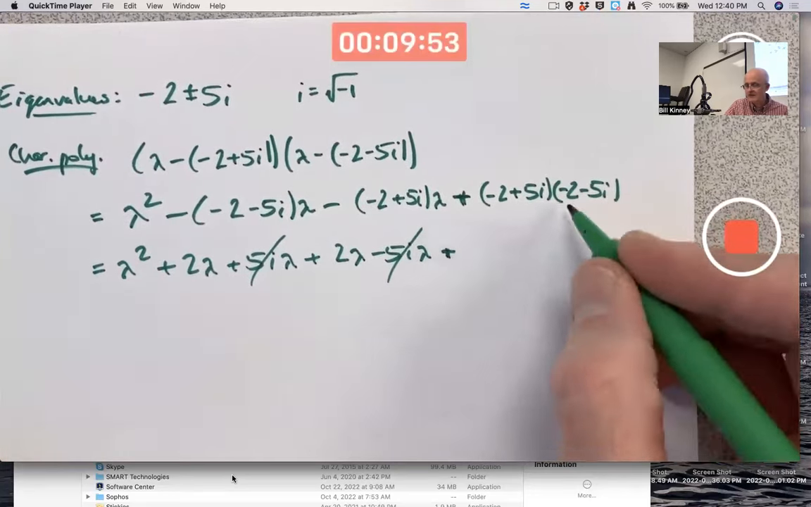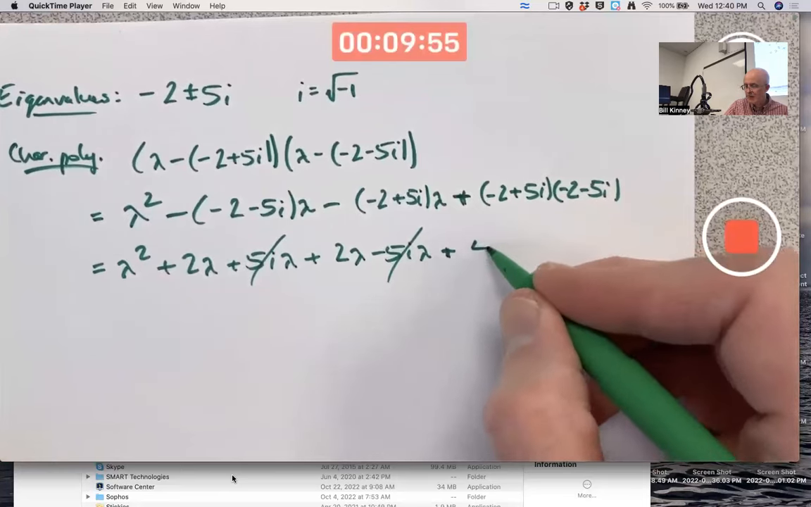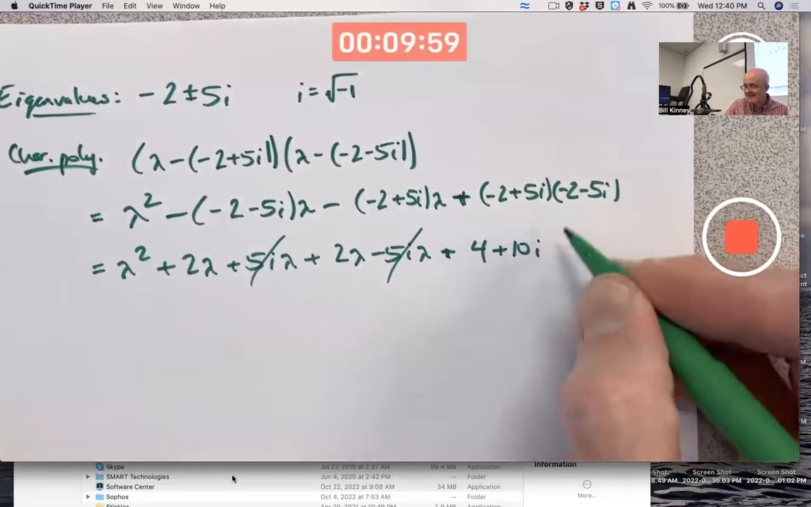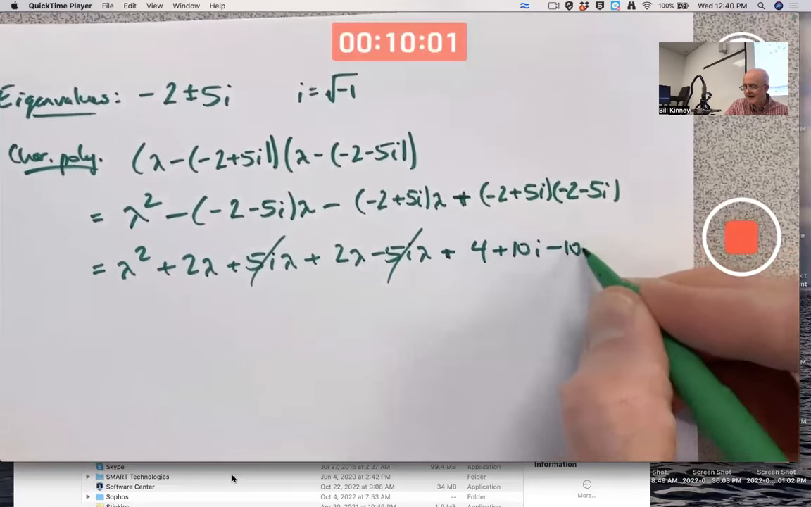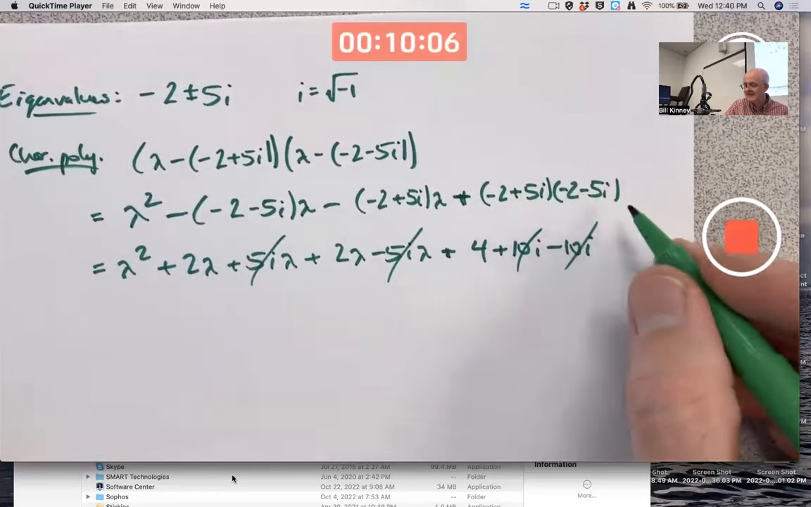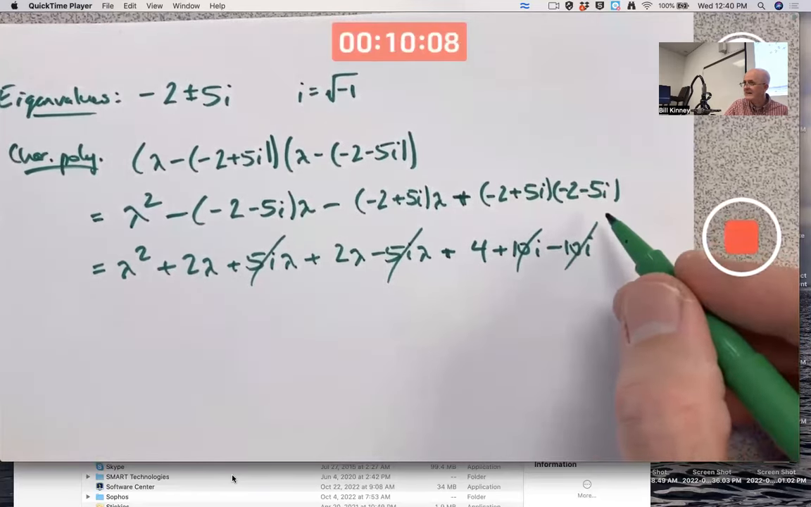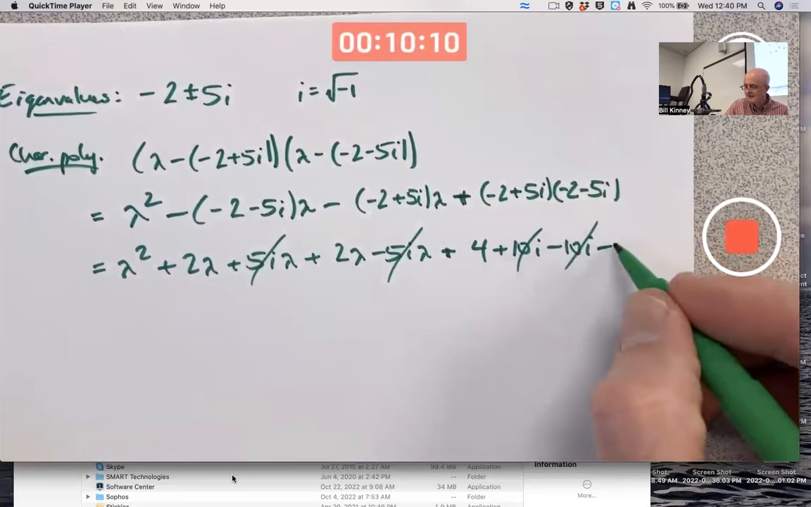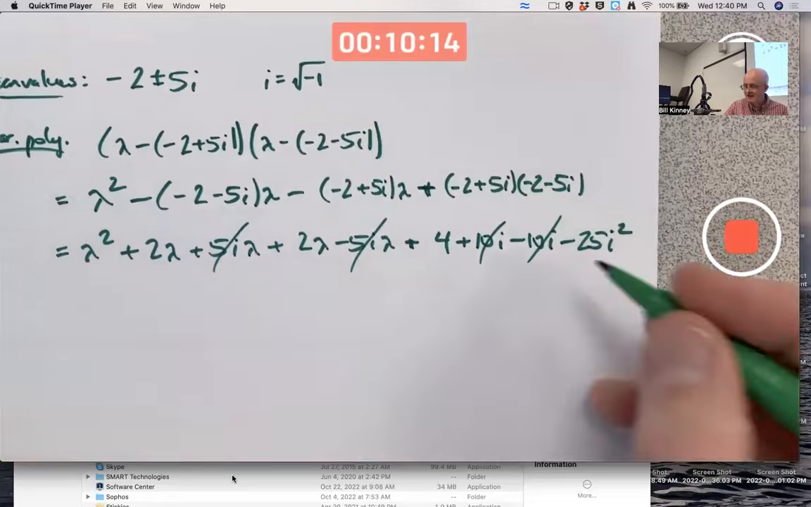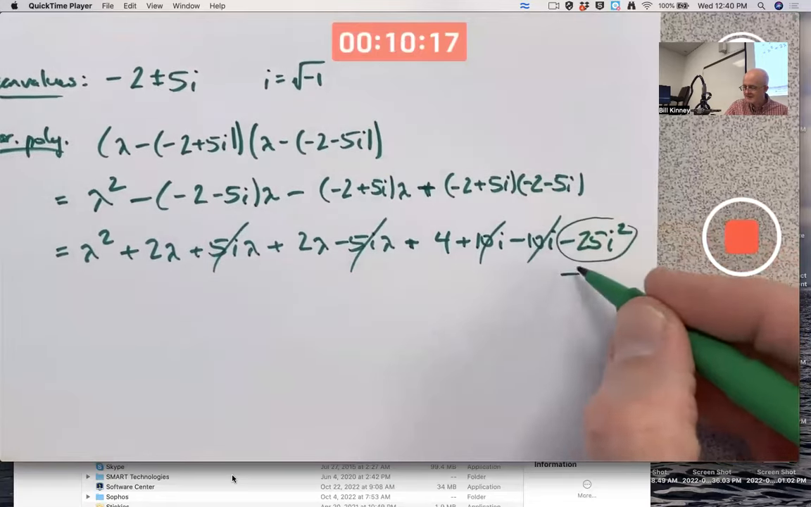First times first is -2 times -2 is 4. Outside times outside is plus 10i. Inside times inside is minus 10i. Those cancel. And then last times last is -25i squared. Well, what does i squared get replaced with? -1. So this really becomes a plus 25.